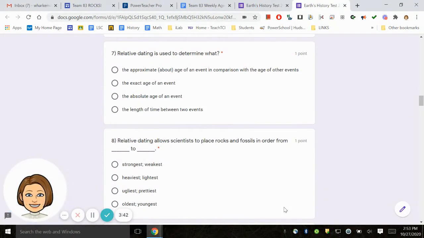Number 7, relative dating is used to determine what? The approximate or about age of an event in comparison with the age of other events, the exact age of an event, the absolute age of an event, or the length of time between 2 events.